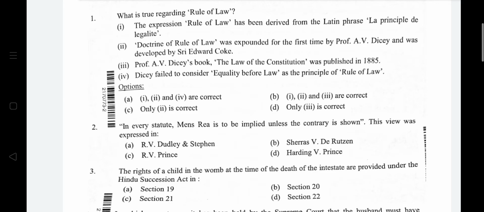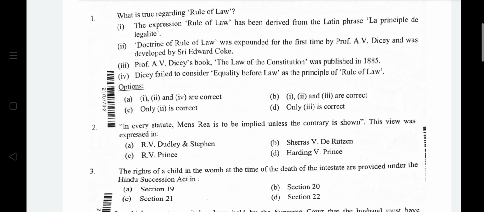Options are A, 1, 2, 4; B, 1, 2, 3; C, only 2; D, only 3. And the correct answer is option number D, only 3. Question number 2. In every statute, mens rea is to be implied unless the contrary is shown.